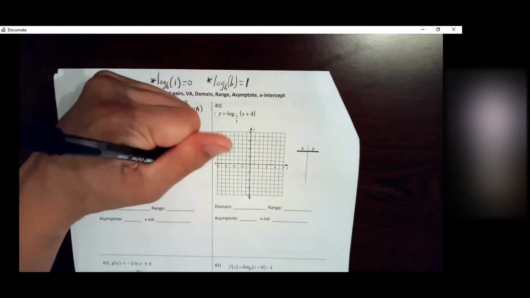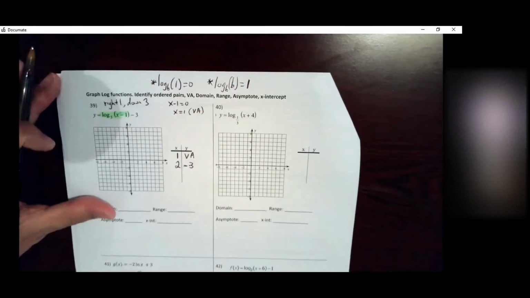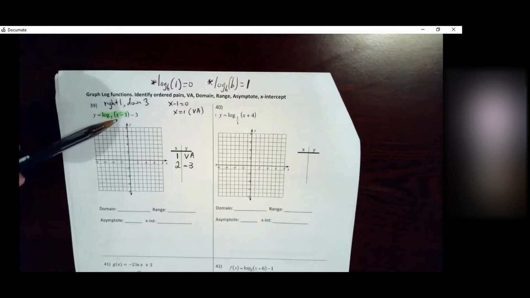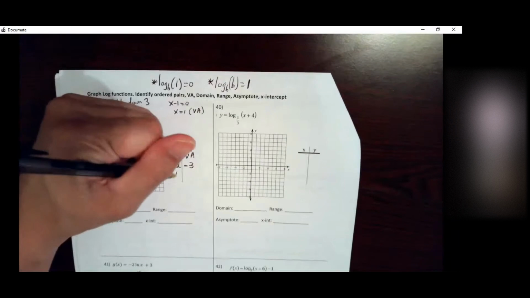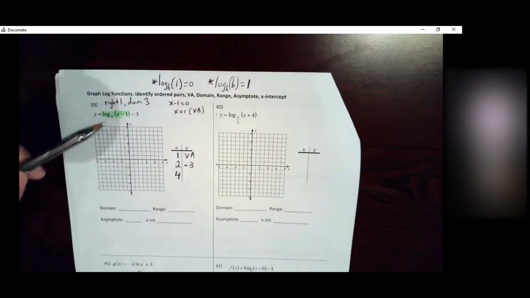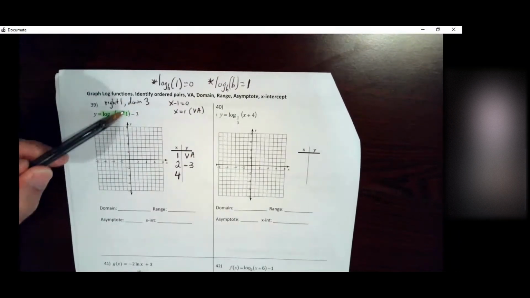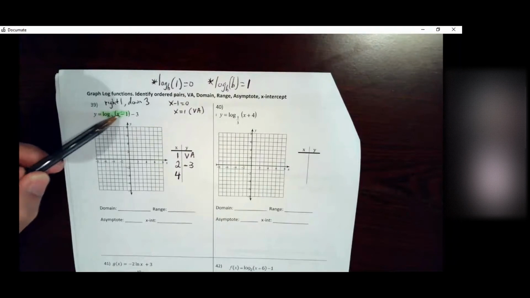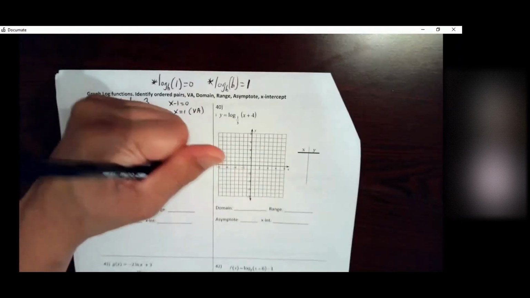And if we want inside the parentheses to equal 3, x is going to be 4, and y will be -2. Right, because this 4 minus 1 is 3, log base 3 of 3 is 1. 1 minus 3 is -2.